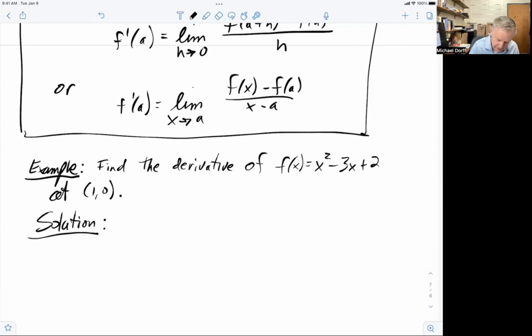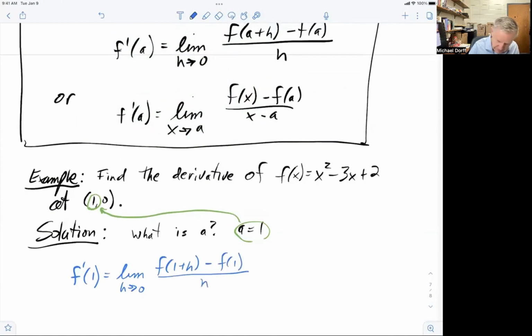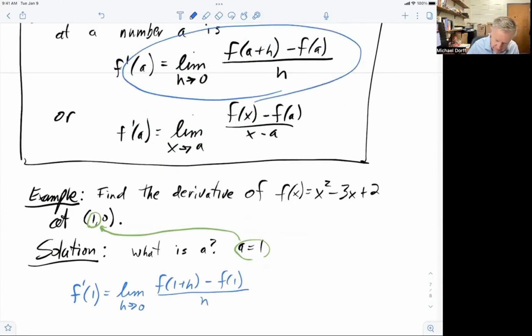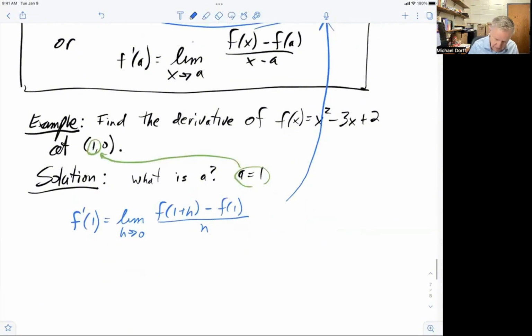What is my point a? So what is a? a is 1. That comes from the fact that x is 1 here. And I'm just substituting it in there. So now we have the limit as h goes to 0. Now what is f of 1? So I'm going to do f of 1 plus h.